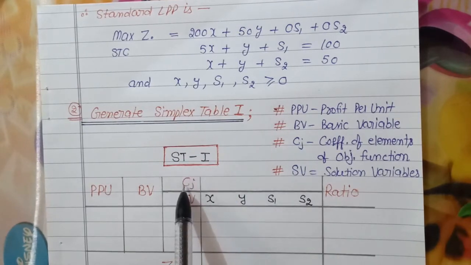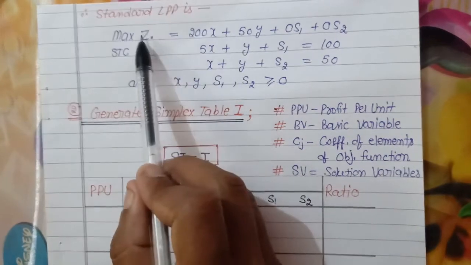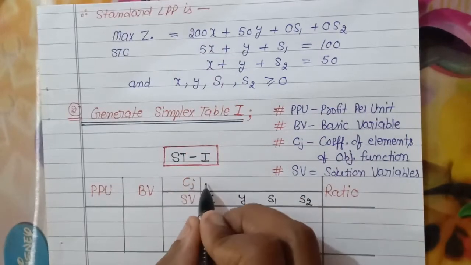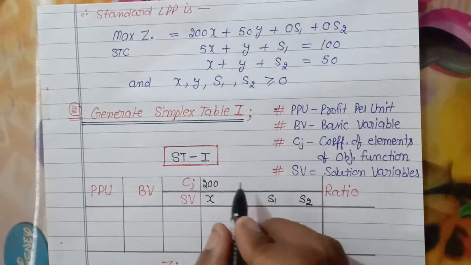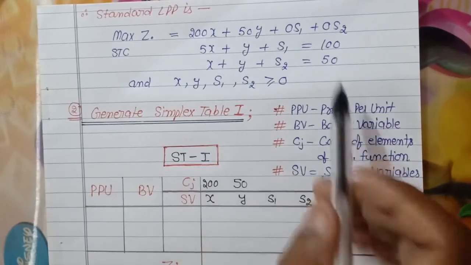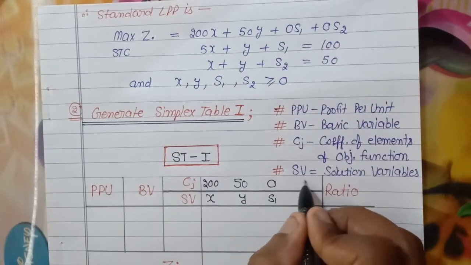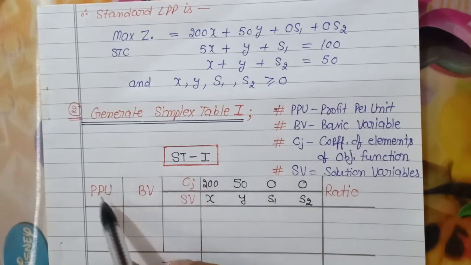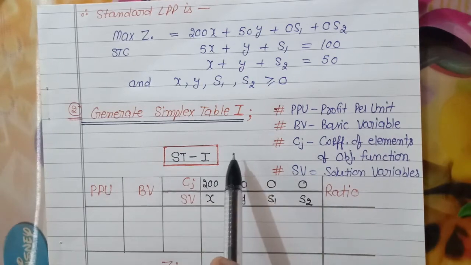Now in the row against Cj we have to write the coefficients of these variables from the objective function. Here the coefficient of x is 200, so we write 200 here. 50 is the coefficient of y, so we write 50 here. Both s1 and s2 have the coefficient 0, so we write 0, 0 here. Please remember that this portion of the table will remain the same for all of the tables during the solution of this question.